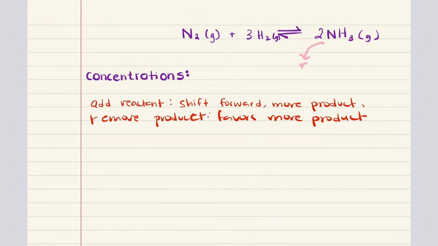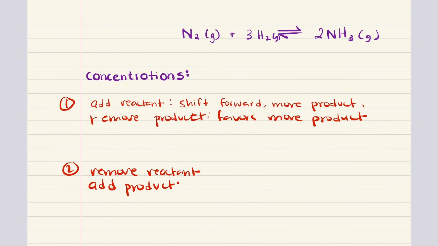The second category for concentration is what happens when we remove reactants or we add product. When reactants are removed, the system's going to shift in the reverse direction to produce more reactants and reestablish equilibrium. When products are added, the system will also shift in the reverse direction to produce more reactants.